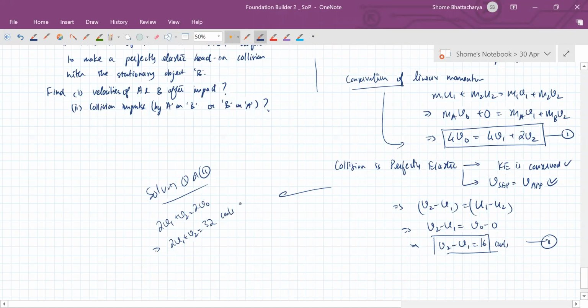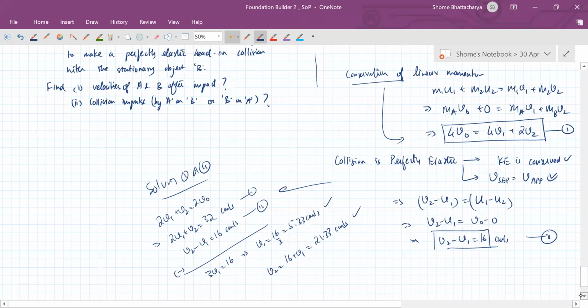And equation 2 is V2 minus V1 is equal to 16 centimeters per second. So you can see if you just subtract these two equations, you will get rid of V2 and you will get 3V1 is equal to 32 minus 16, that is 16. So V1 is equal to 16 by 3 or 5.33 centimeters per second. And V2 will therefore become equal to 16 plus V1 from equation 2. So it will become 21.33 centimeters per second. These are the values we are getting.